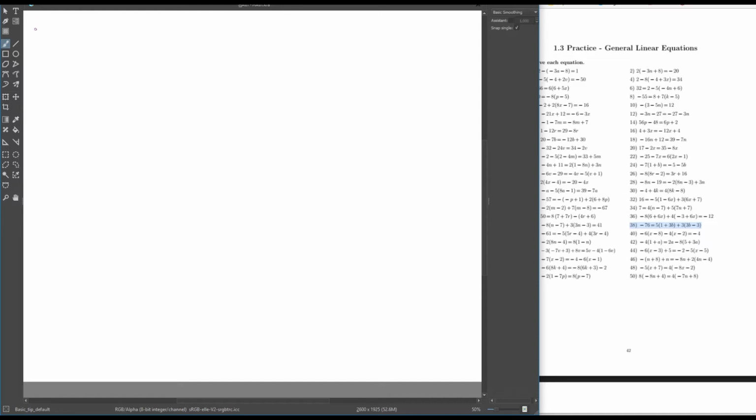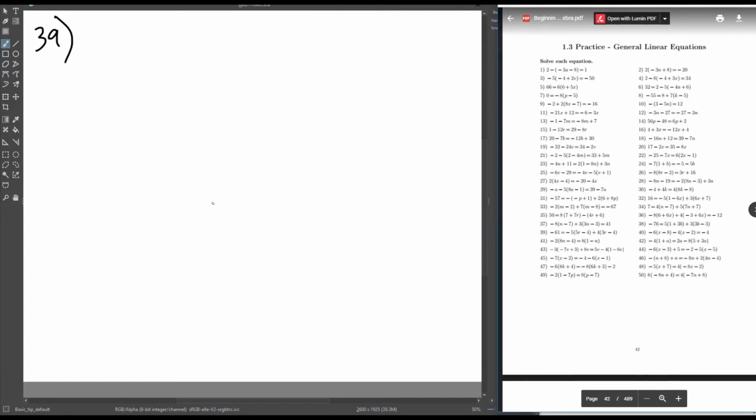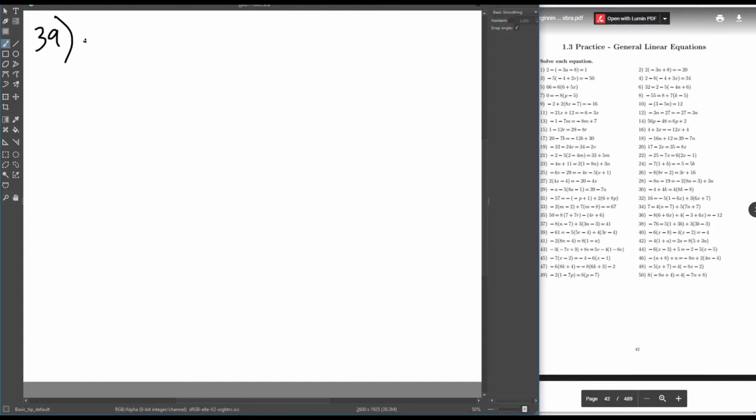All right, so number 39 now. Plowing forward. You have to do a lot of these problems. Alas, that's just the way it is. All right, 39: minus 61 equals minus 5 brackets 5r minus 4, plus 4 brackets 3r minus 4. Is that readable? Yes, it is.